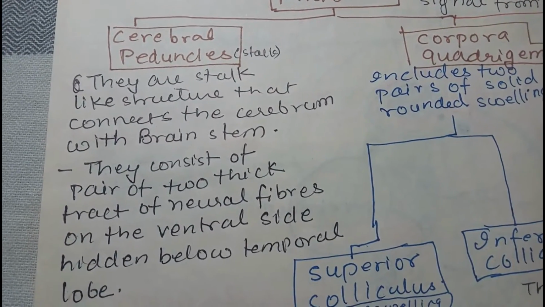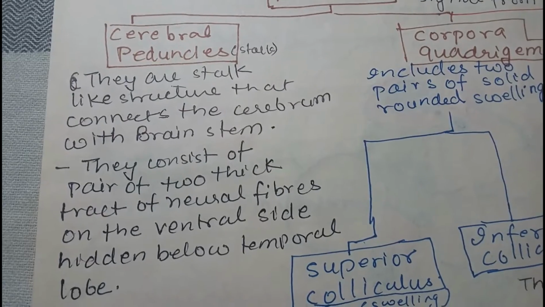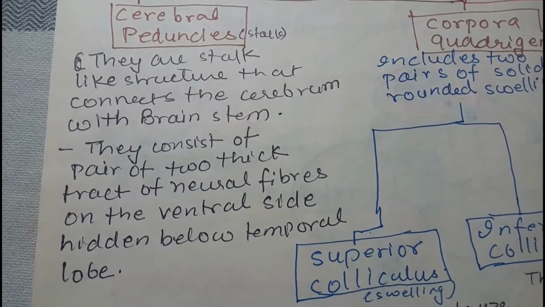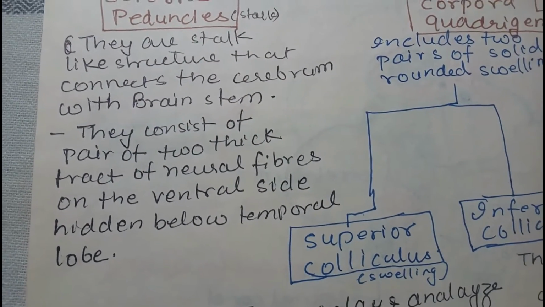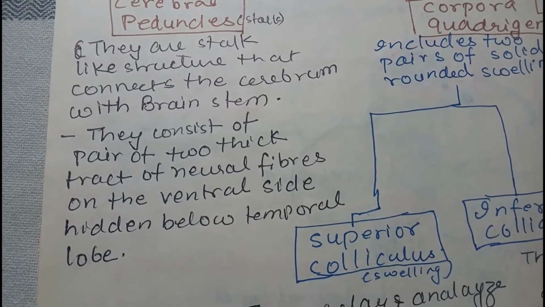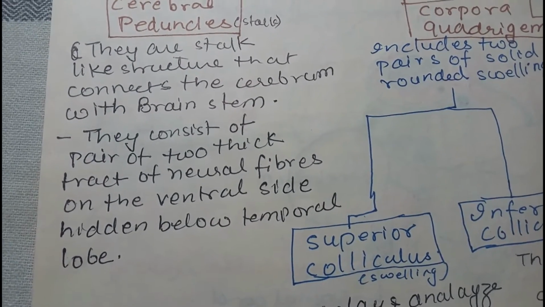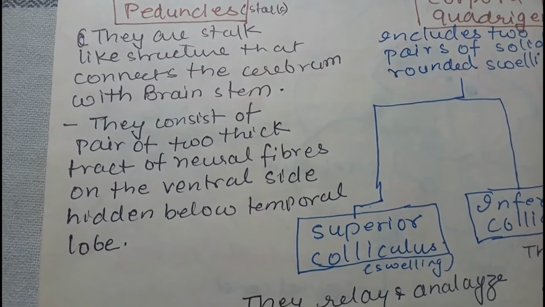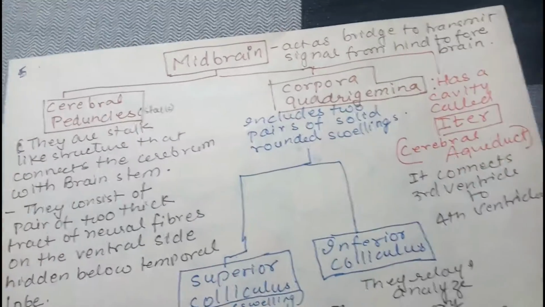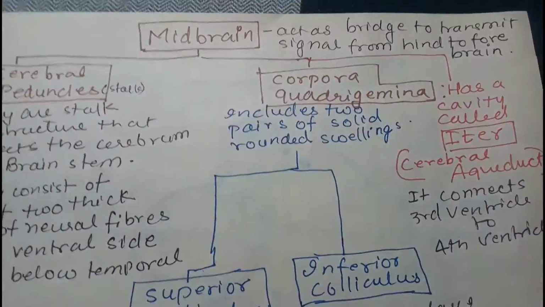Peduncles means a stalk, and they are the stalk-like structures that connect the cerebrum with the brain stem. They consist of a pair of two thick tracts of neural fibers on the ventral side, hidden below the temporal lobe. So this is where they are located.